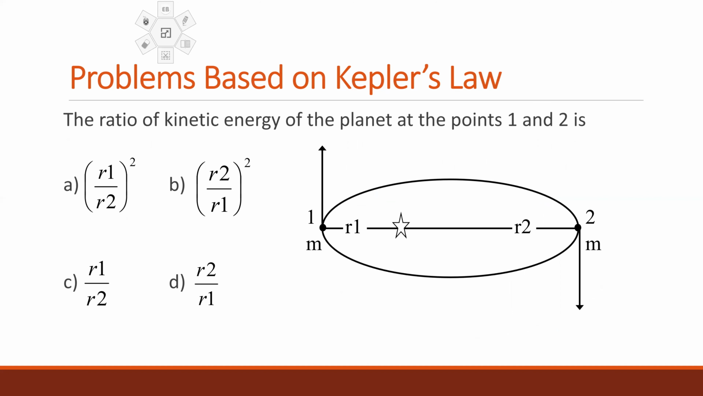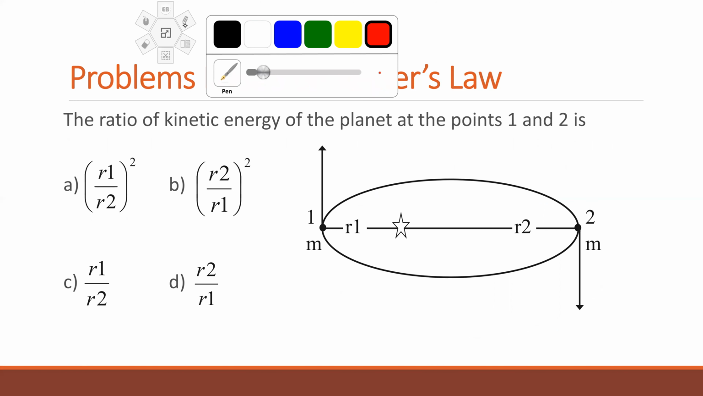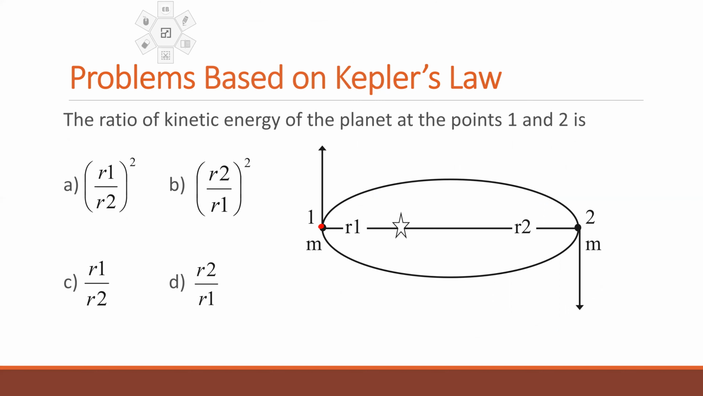Okay. The ratio of kinetic energy of the planet at the points 1 and 2 is. Okay, read the question. At the points, this is 1 and this is 2. What is this distance here? R1. What is this distance here? R2. Here, what is the velocity? V1. What is the velocity at this point here? V2.